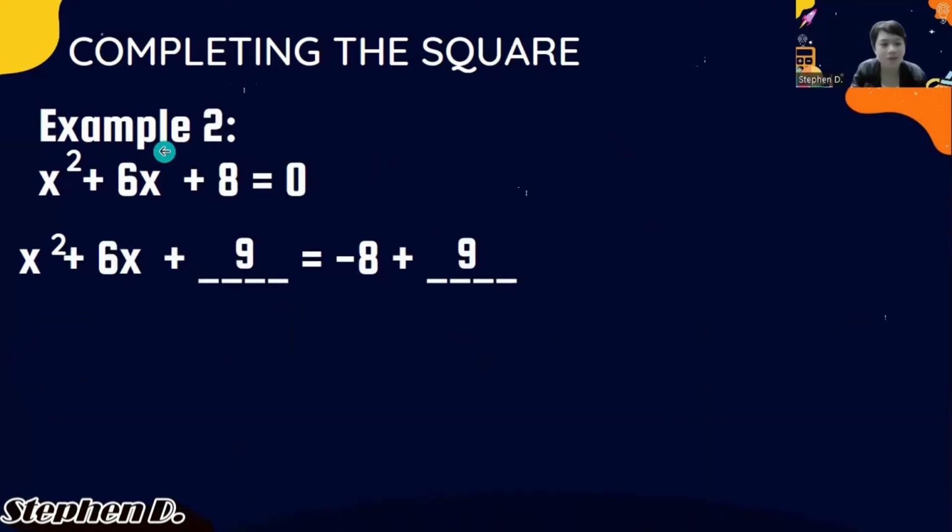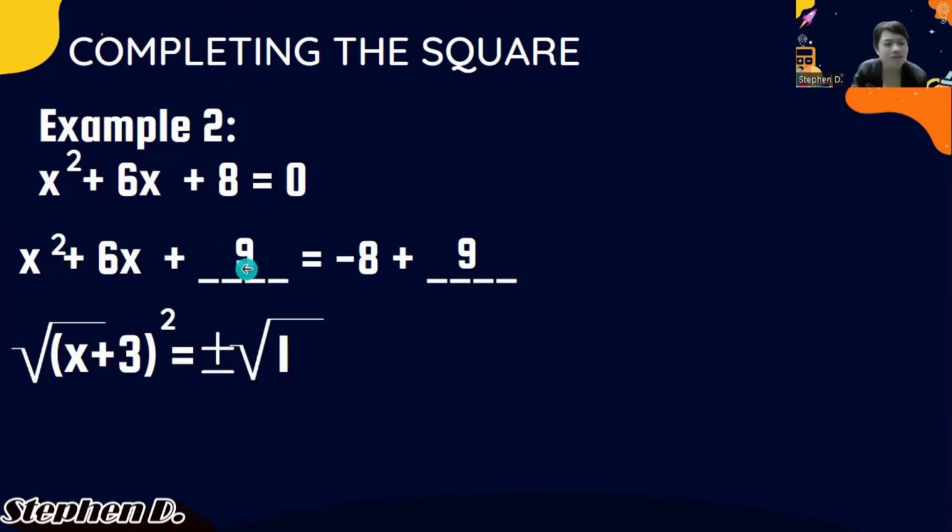Another example, we got x squared plus 6x plus 8 is equal to 0. So again, use (1/2 b) squared, so our b is 6. So 6 divided by 2, we get 3 squared. So 3 times 3, we get 9. So we add that to both sides. So we get x squared plus 6x plus 9 is equal to -8, since we transpose that, plus 9.